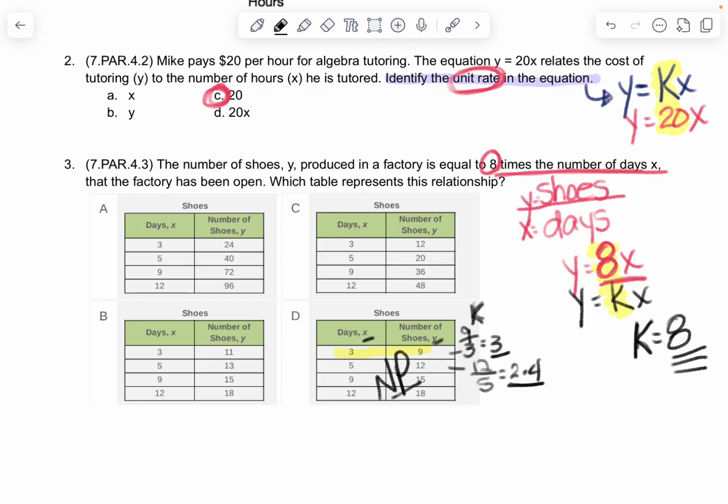So let's do this one. 11 over 3. We're doing Y over X. 11 divided by 3 is 3.67. All right. Then we got to do 13 over 5.